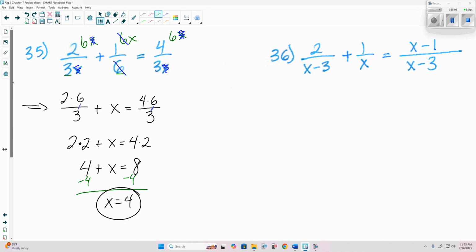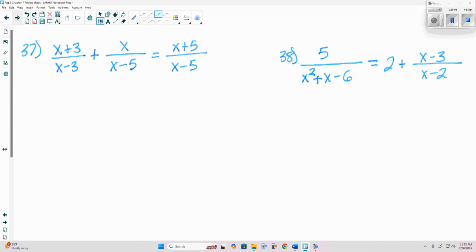Let's look at 38 first. Now 38, we will need to factor one of the denominators first. The x squared plus x minus 6. X squared plus x minus 6 will factor to x plus 3 times x minus 2.